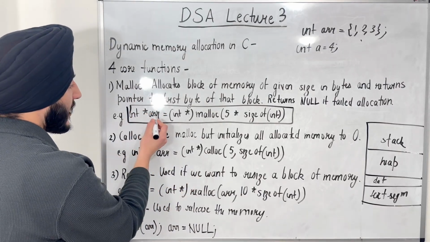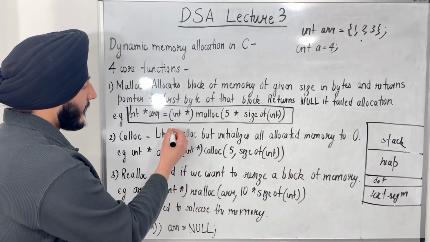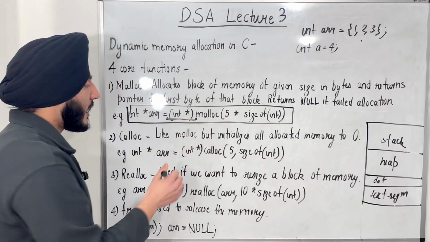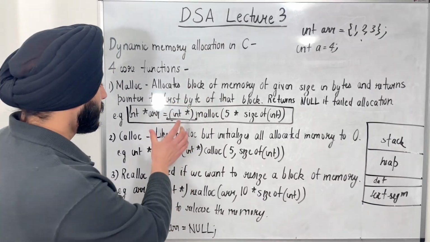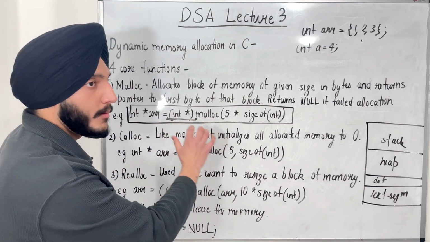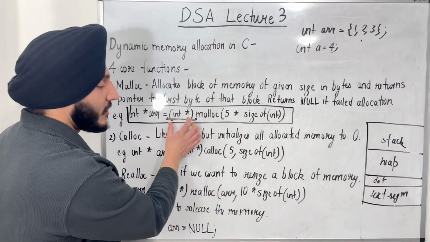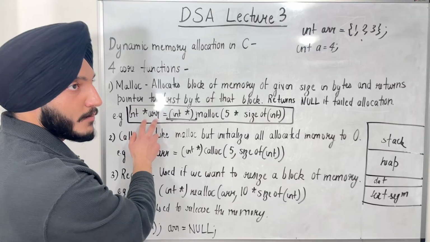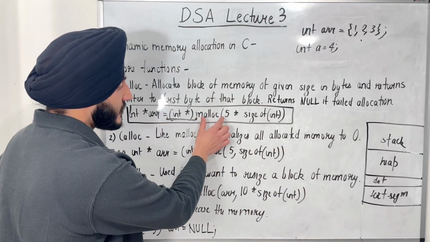When I say int star ARR, this is a pointer. I explained this in the previous lecture. This over here basically means that this is an integer array. So this is kind of like telling the compiler that whatever memory I'm creating, it's actually an integer. This points to an integer. This array pointer we have points to some integer array. This is the malloc function. This is how you write it.